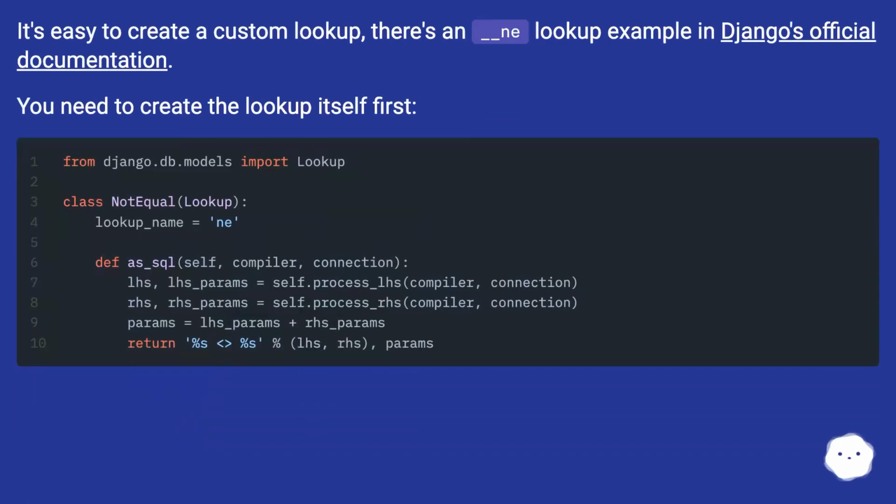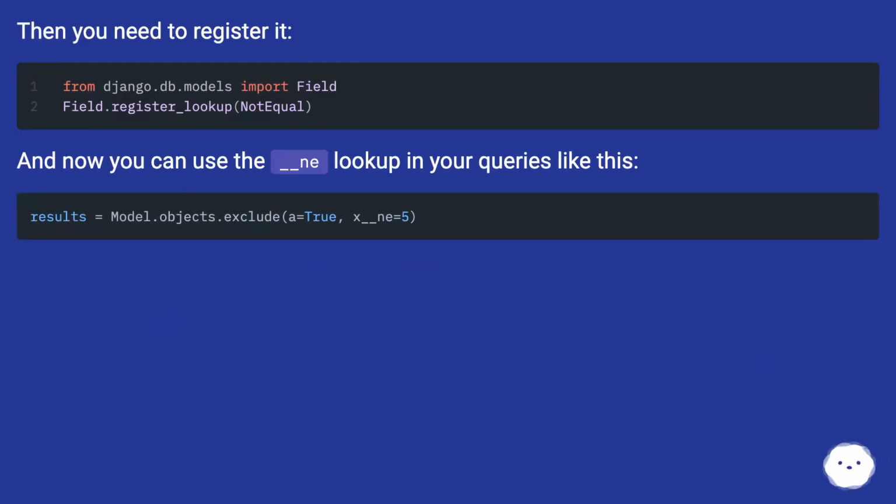It's easy to create a custom lookup. There's an __ne lookup example in Django's official documentation. You need to create the lookup itself first. Then you need to register it. And now you can use the __ne lookup in your queries like this.